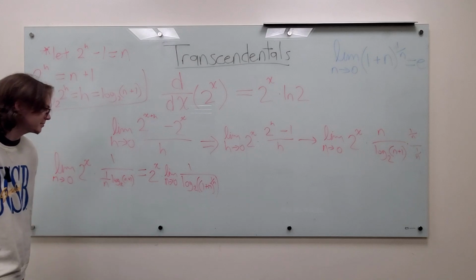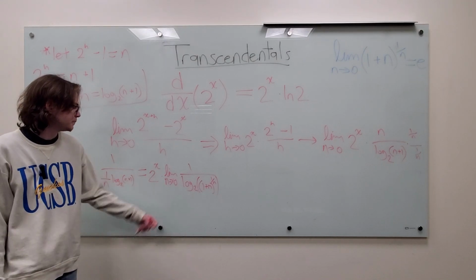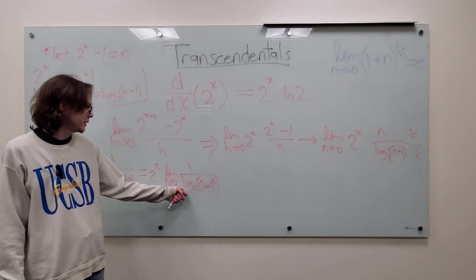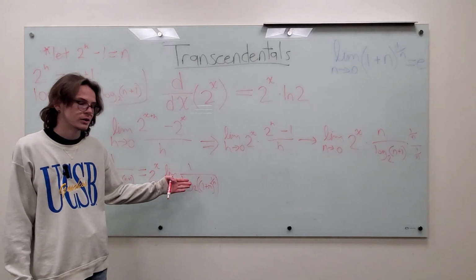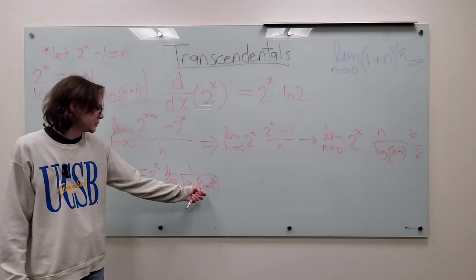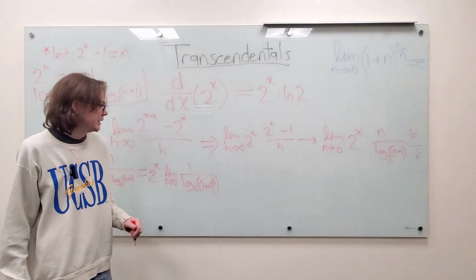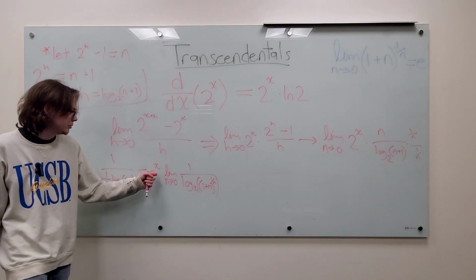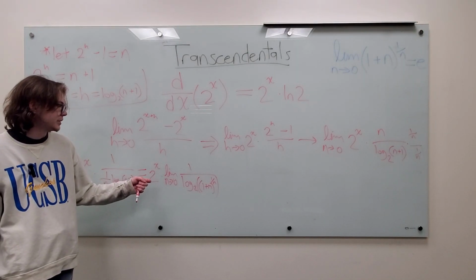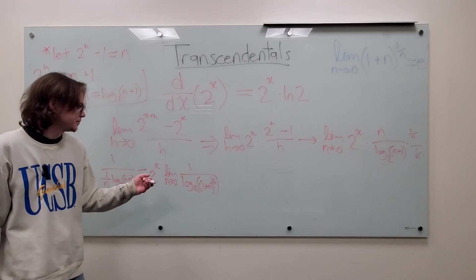All right. So the limit as n goes to 0. Well, we know that log base 2 is going to mean nothing, just like our last proof with e to the x. So the limit as n goes to 0 of simply 1 plus n to the 1 over n is, of course, going to be e. So this should give us 2 to the x times the limit as n goes to 0 of 1 over log base 2 of e.